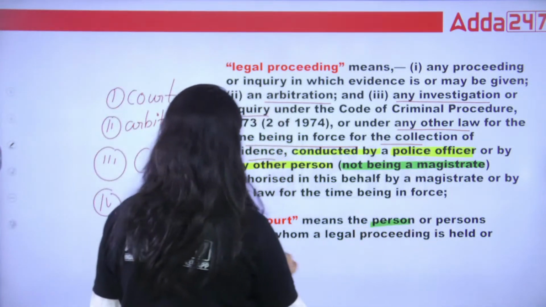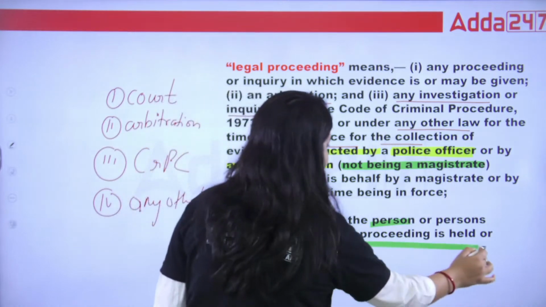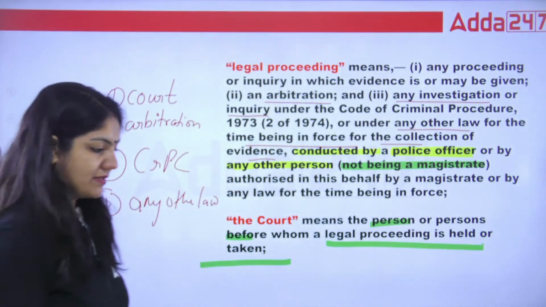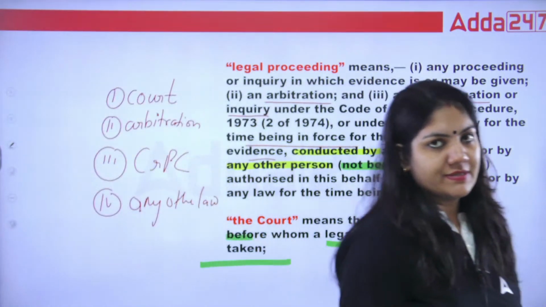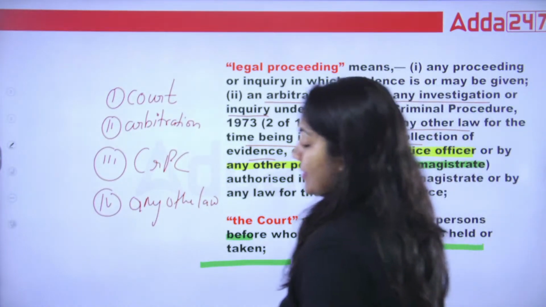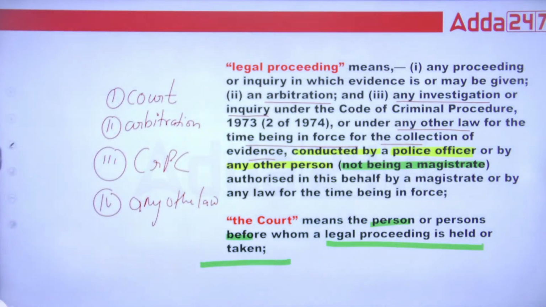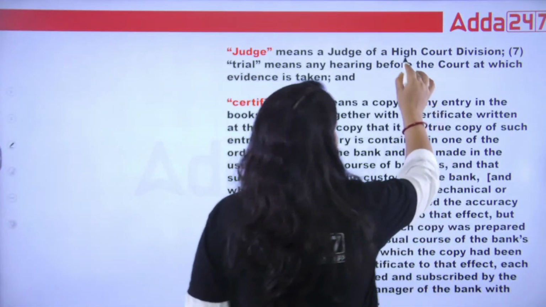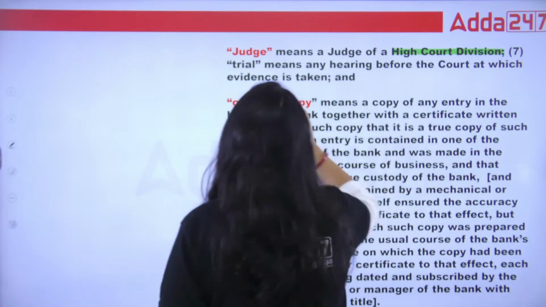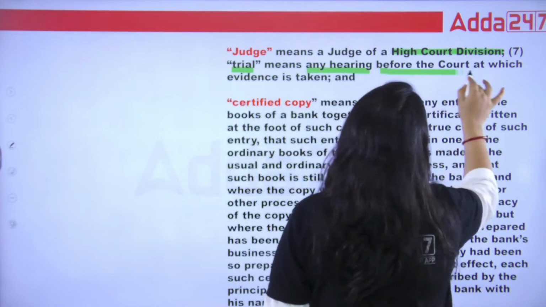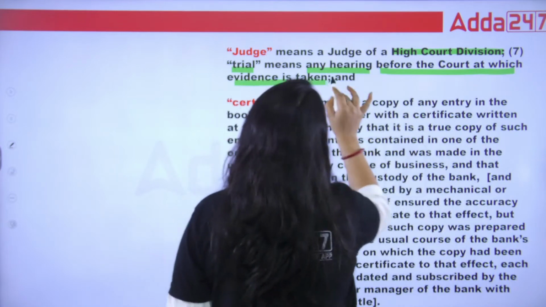What is court? The person before whom legal proceeding is held or taken, that is called court. Because we know that in the court, the legal proceeding always takes place. That's it. Okay, so this is the definition of court. Next, what is judge? Judge means judge of the High Court Division. And what is trial? Trial means any hearing before the court at which evidence is taken.